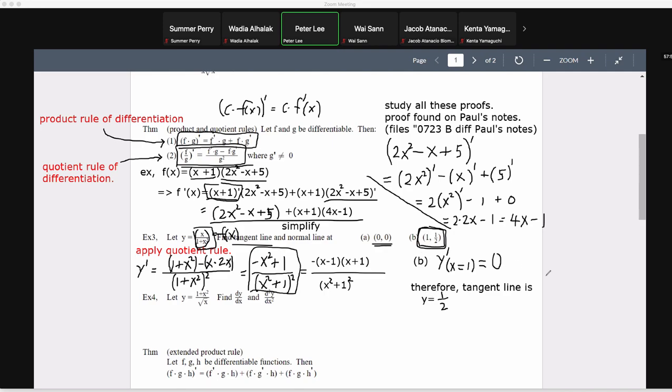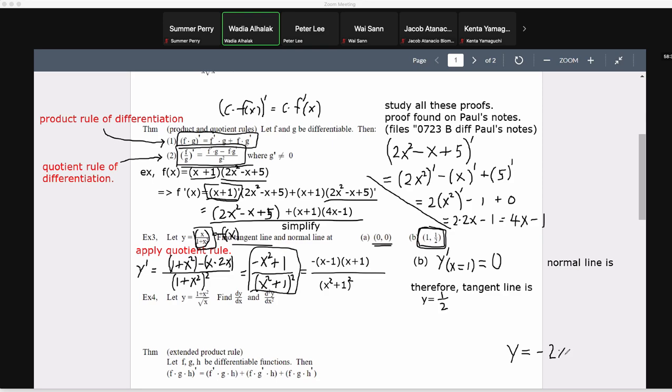Now the next question, what is the normal line? Wouldn't the normal line be y equals -2 times x minus 1? Okay, wait, one second. You said the normal line is y is equal to -2, because it's the reciprocal of the slope, times x minus 1, right?